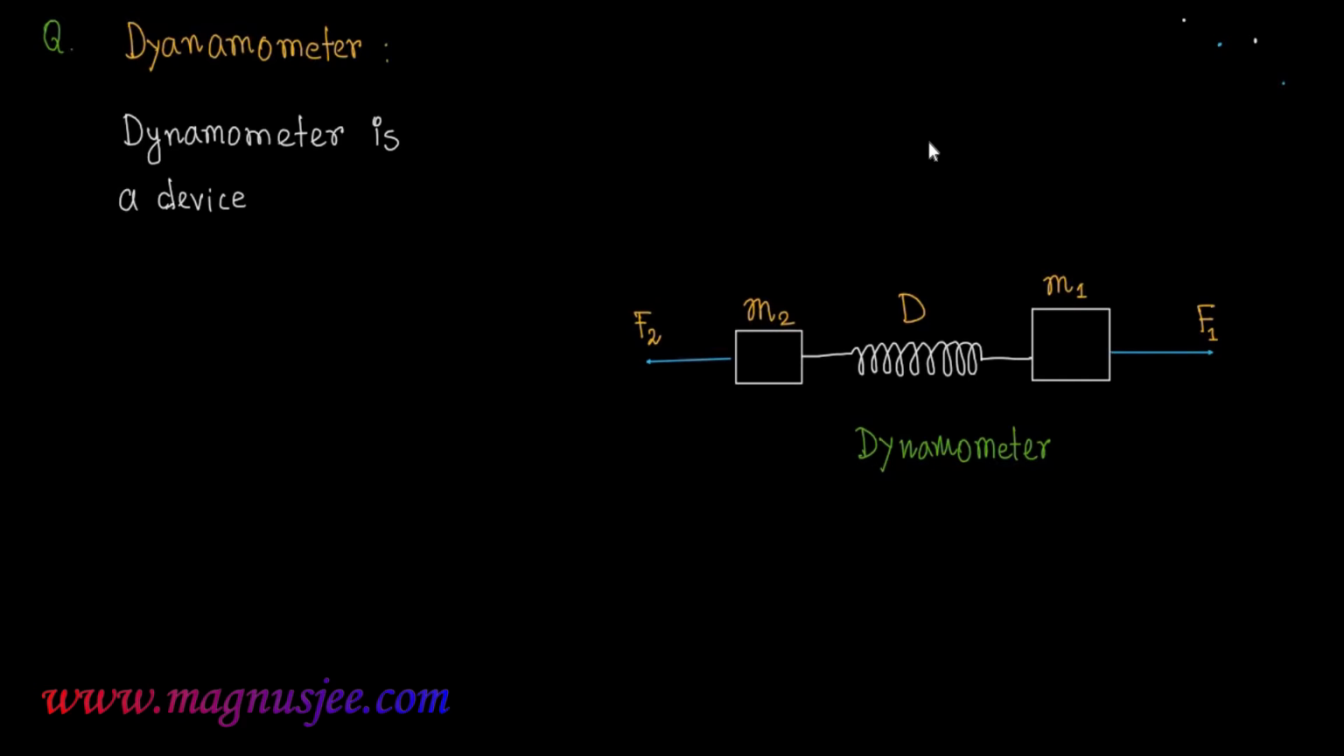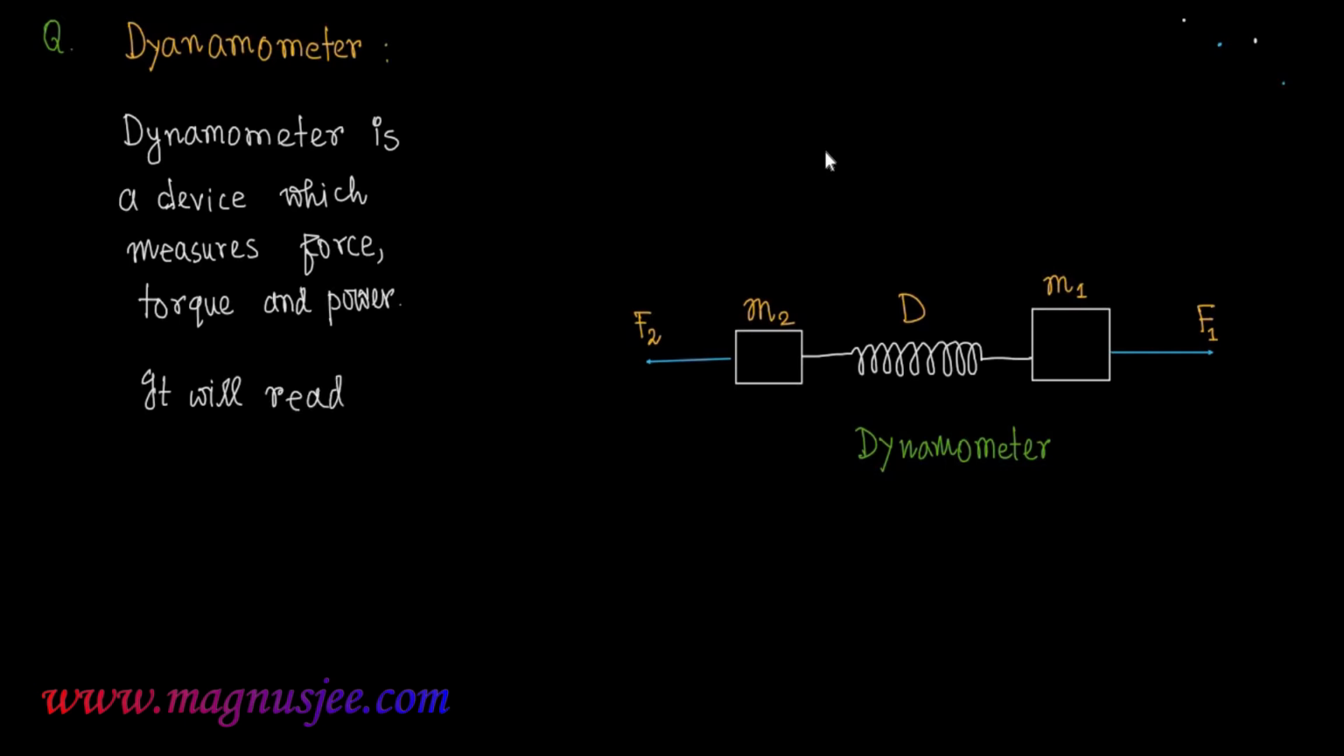Dynamometer is a device which measures force, torque and power. It will read the force by which it is stretched.